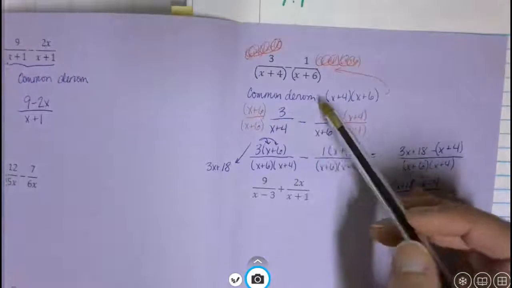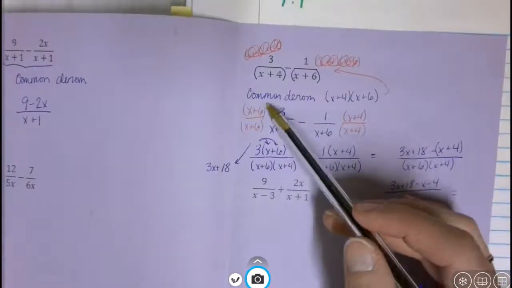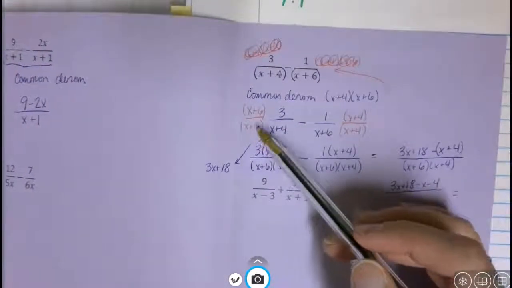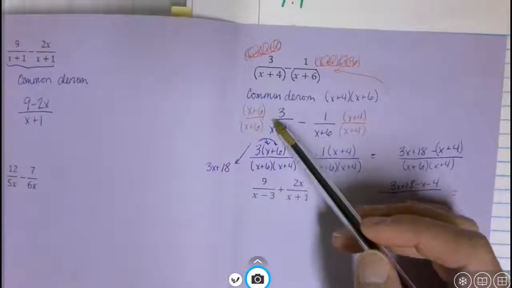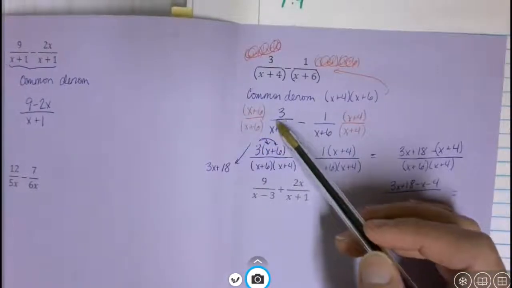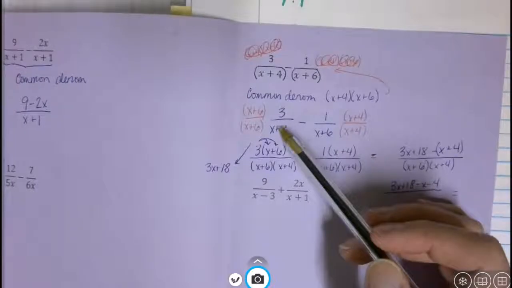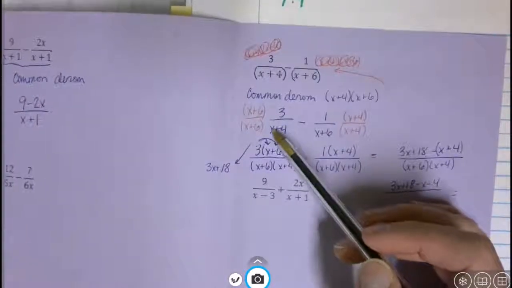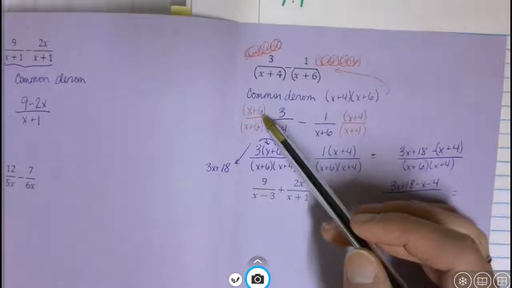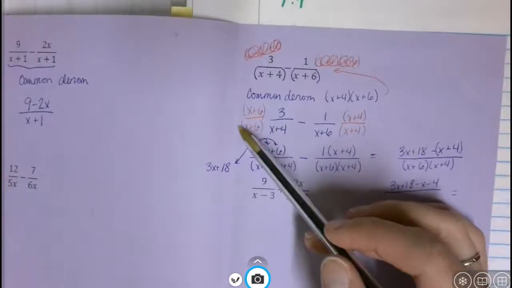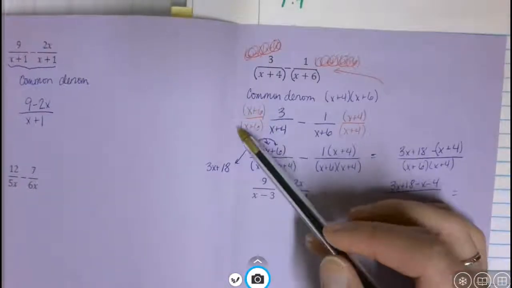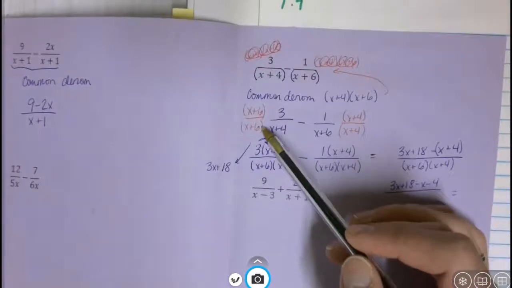Here, for this first term, you'll see that I'm multiplying by x plus 6 over x plus 6. I multiply that because that is the piece that's missing in this denominator. Between my common denominator and this one, I'm missing the x plus 6, so I need to get it there. But I also have to do that to the numerator, because this expression right here, this x plus 6 over x plus 6, is 1. So I can do that.